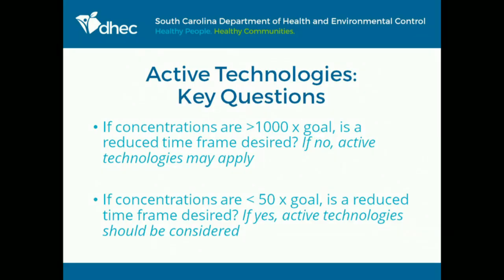So we're going to move from thermal to active technologies and go over some of the key questions for active technologies. If your concentrations are over 1,000 times a goal and you do not want a reduced time frame, you're not in a hurry, then active technologies can apply. If the concentrations are less than 50 times your goal, but you want to clean it up quickly, active technologies can be considered.